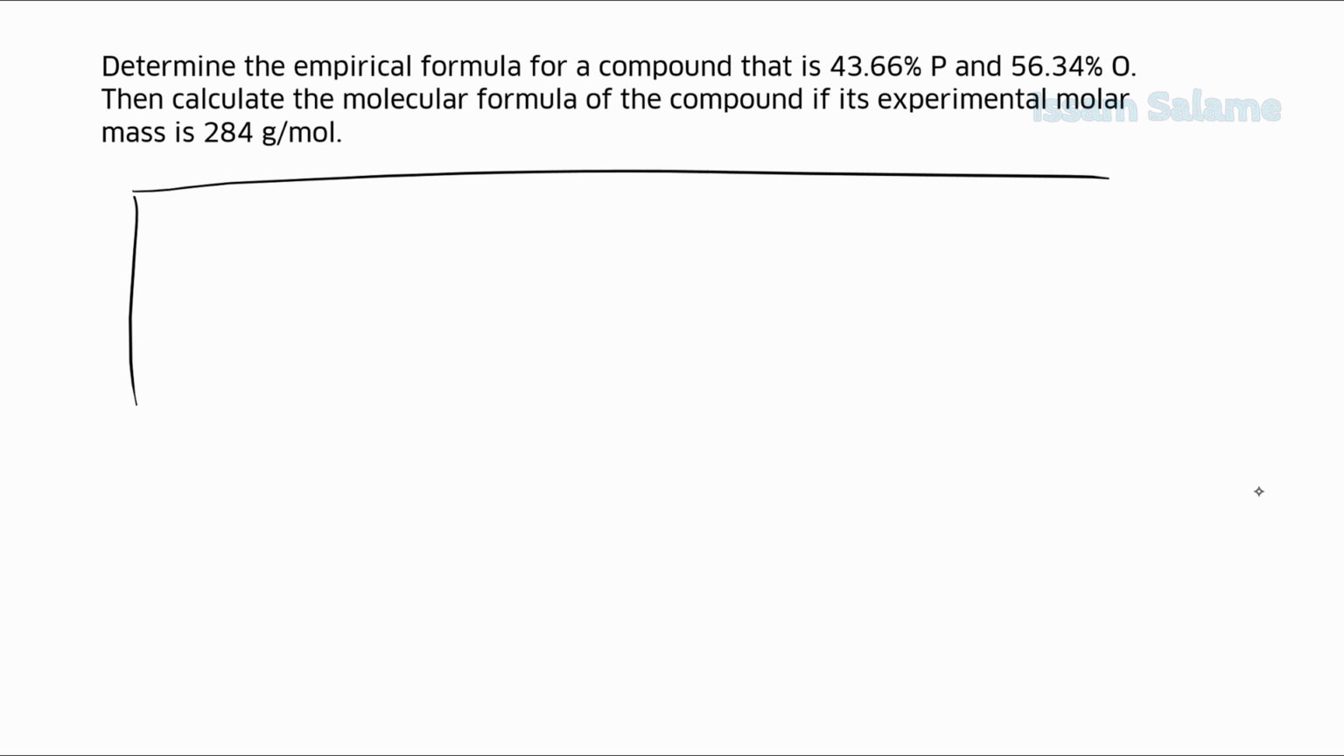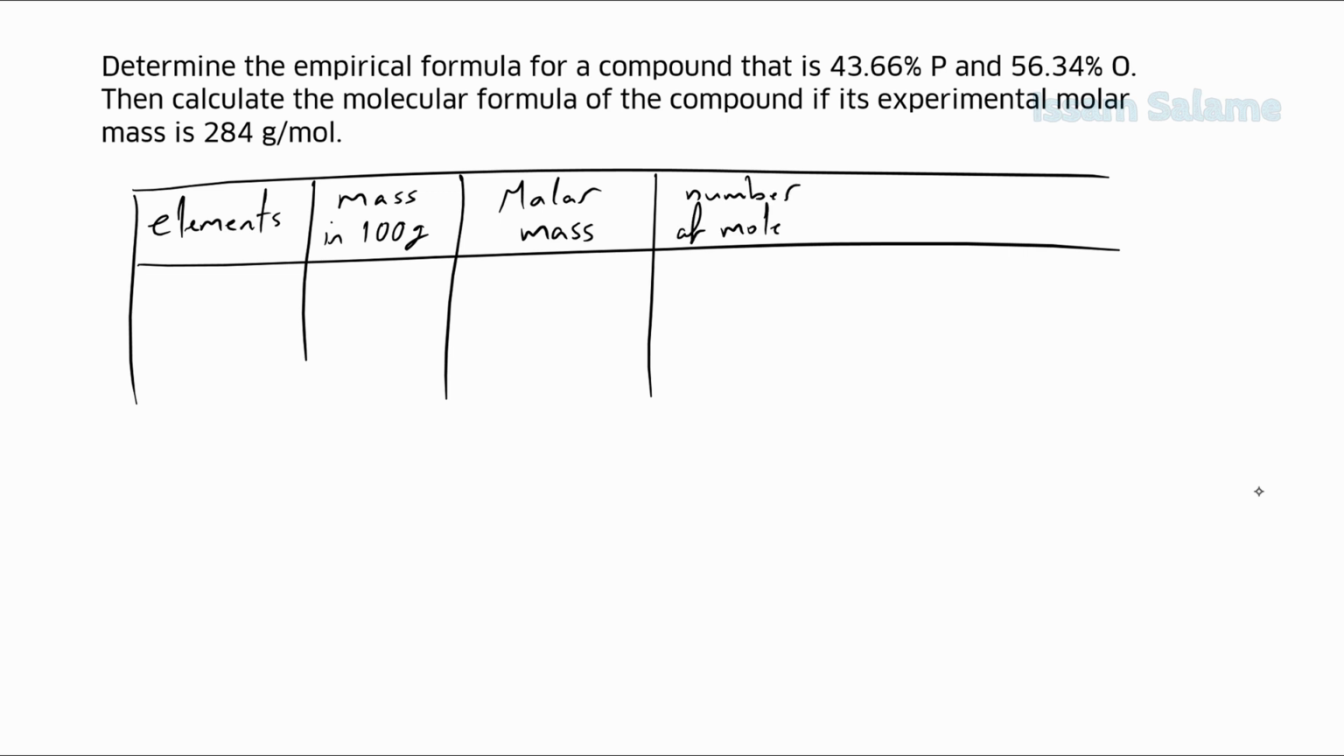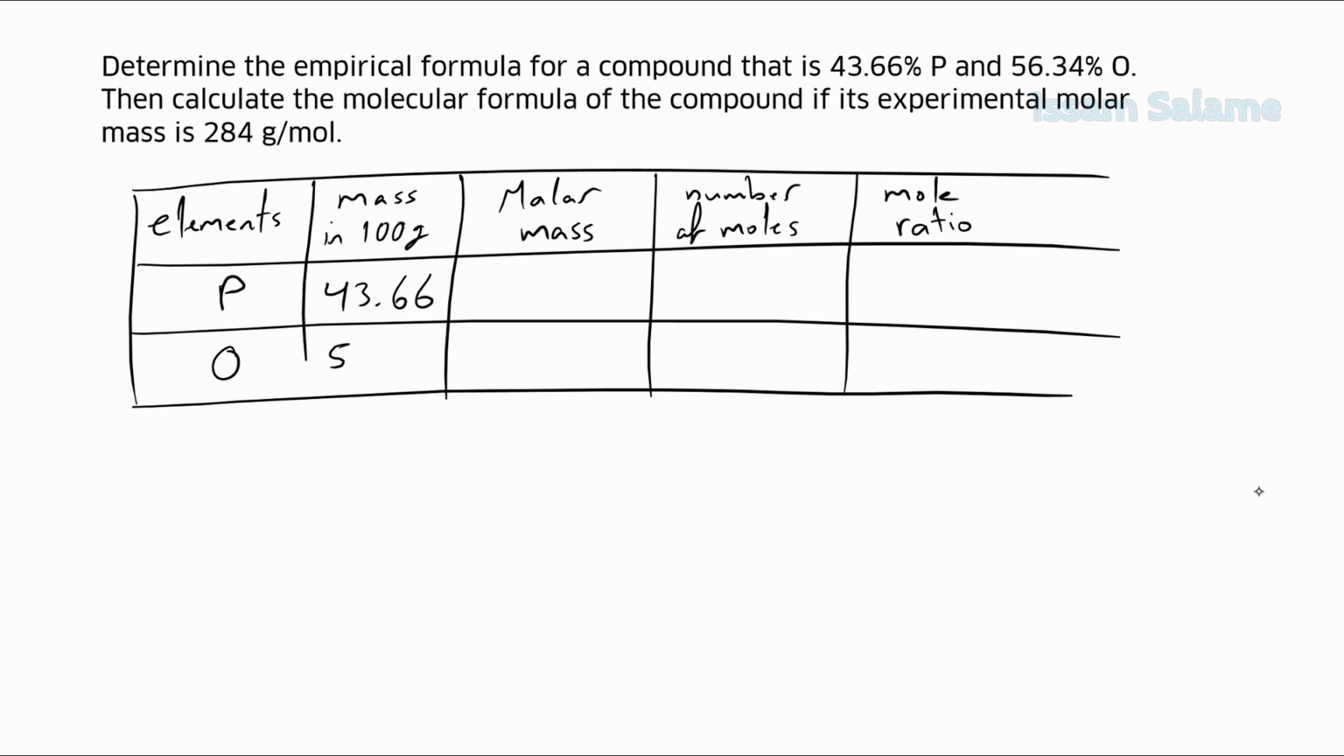As usual, to find the empirical formula, we draw our 5 columns table. In the first column we write the elements. In the second we put their mass in 100 grams. The third we put their molar mass. The fourth we put their number of moles. And the fifth we put the mole ratio. Then we draw 2 rows since we have 2 elements, phosphorus and oxygen. The mass in 100 grams for phosphorus is 43.66, for oxygen is 56.34.